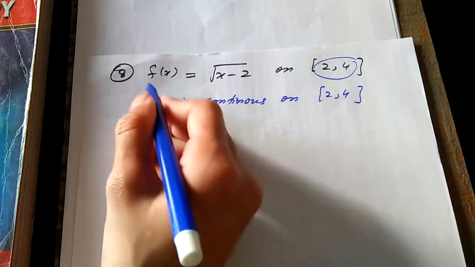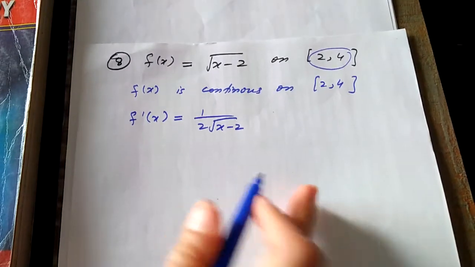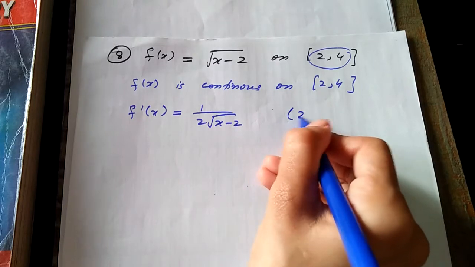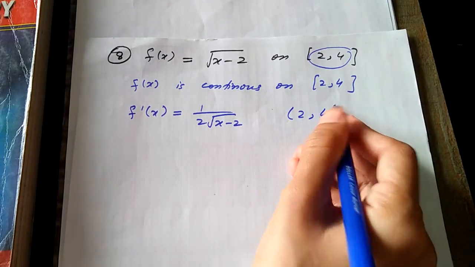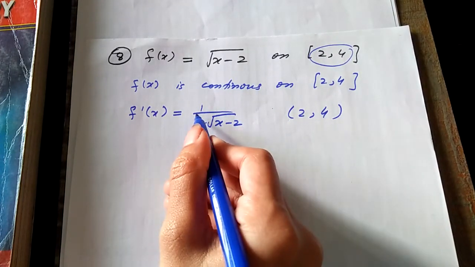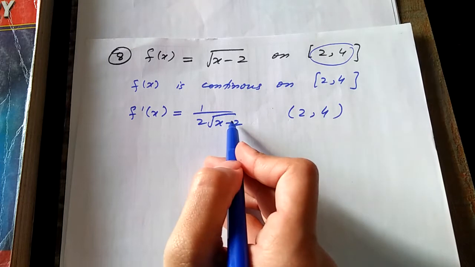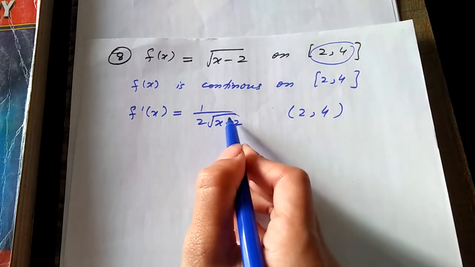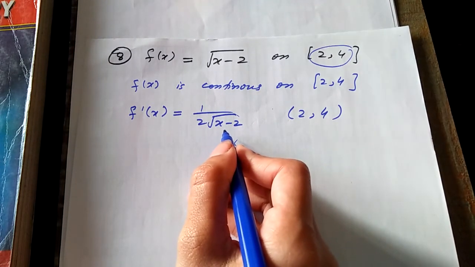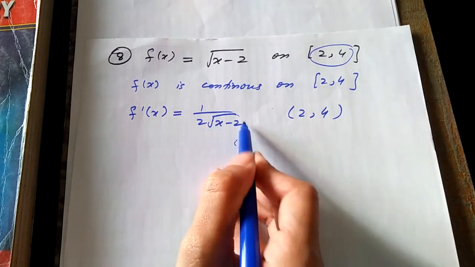Then calculate the derivative f dash of x, that will be 1 over 2 square root of x minus 2, and we will check its validity here. Now in this open interval 2 to 4, whatever value you put here from this interval, the denominator will not become 0 and the function will remain defined. One thing, check the denominator. Second thing, check the square root as well. You can't have a negative value within the square root. If we check all the values from this interval, the square root will always be positive.